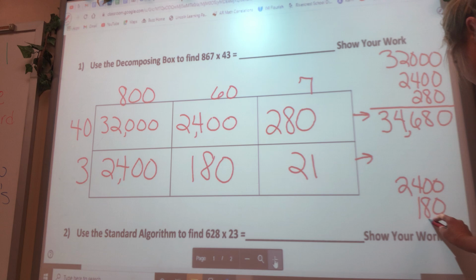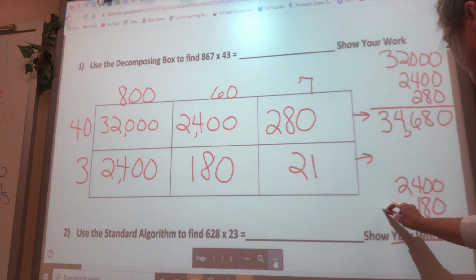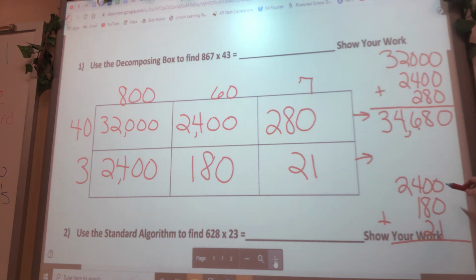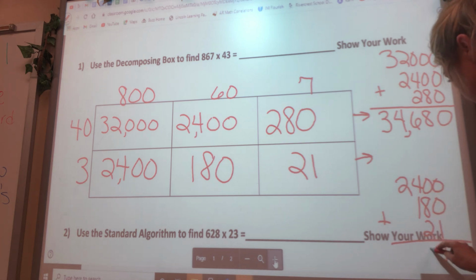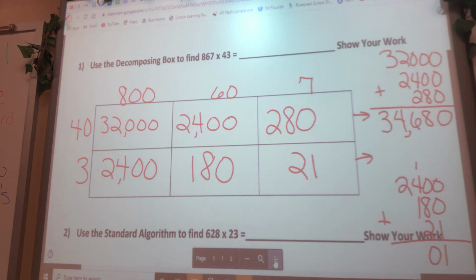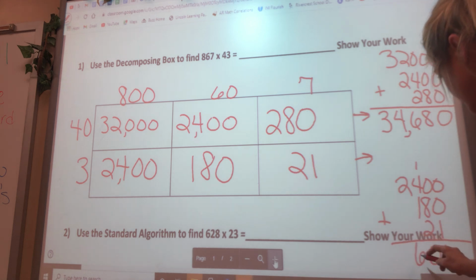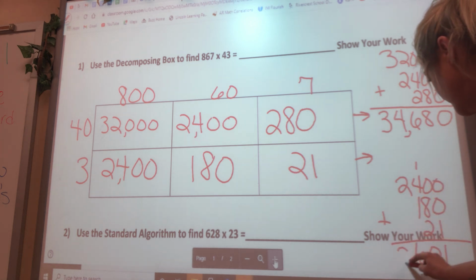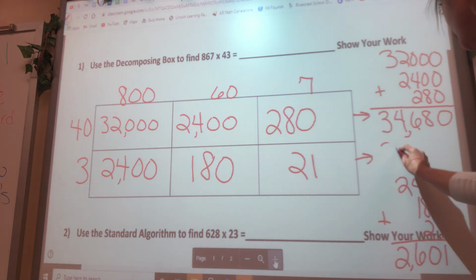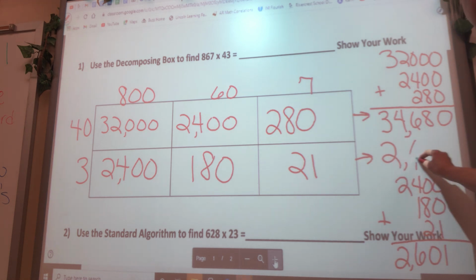And then for our bottom, we have 2,400, 180, and 21. And if we add those up, we have 0 plus 0 plus 1 is 1. 0 plus 8 plus 2 is 10. Carry our 1. 1 plus 4 plus 1 is 6. And 2 plus nothing is 2. So for our bottom number, we have 2,601.